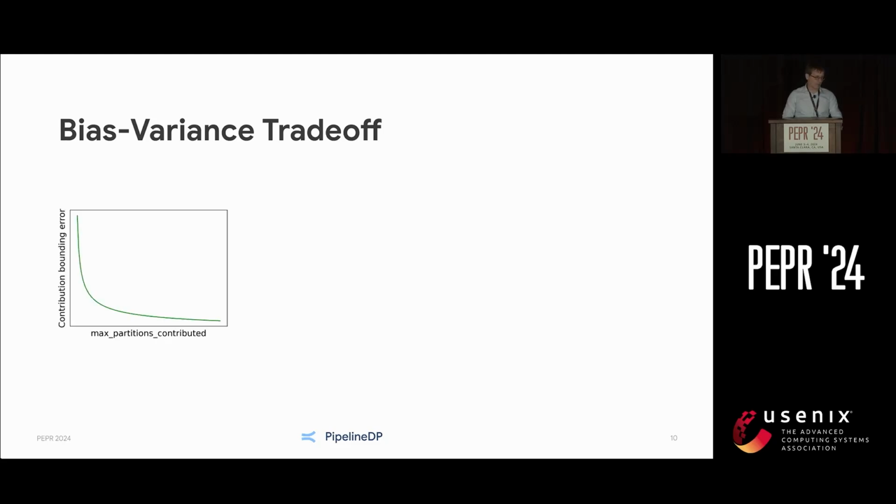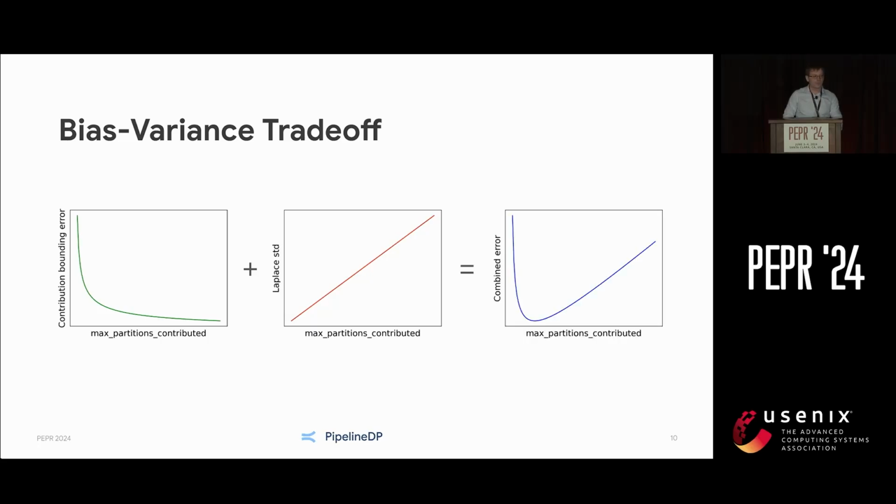Then let's, for simplicity, consider only one parameter. If we choose it higher, the contribution bounding error will be smaller, and typically it looks like that. And Laplace noise, of course, goes higher. If you combine that, usually it looks like that. So there is a minimum somewhere, and it would be nice to be at least close to the minimum.